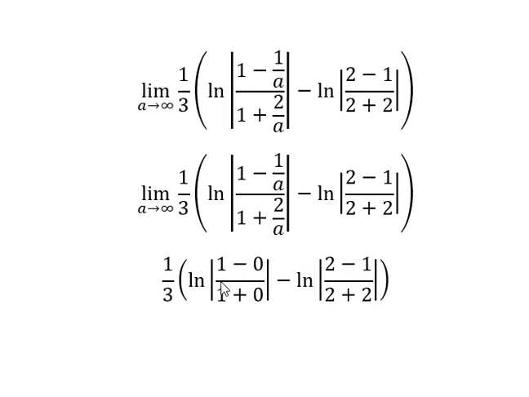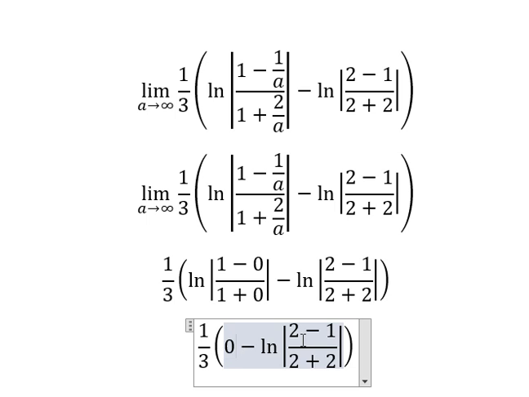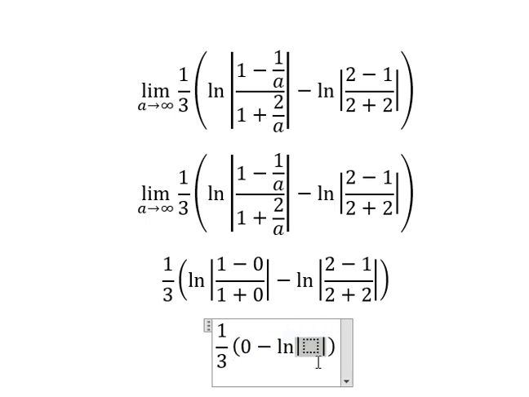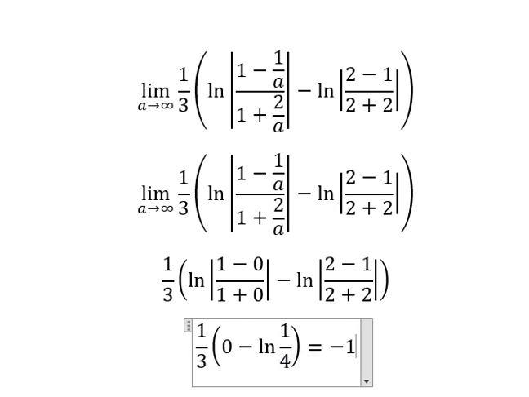So Ln number 1, you get number 0. This one, we have 1 over 4. And now we can put like this.